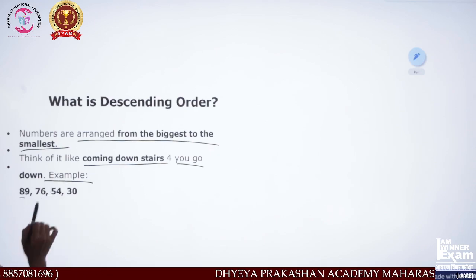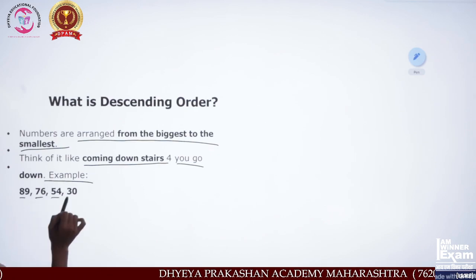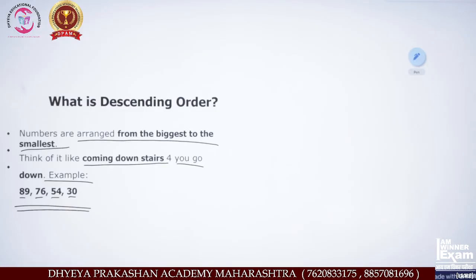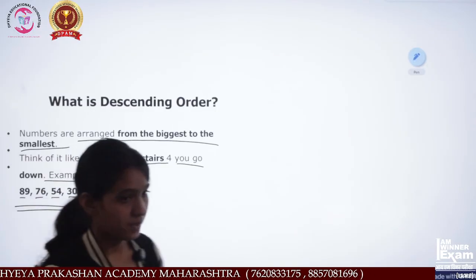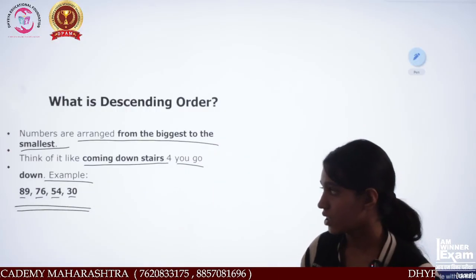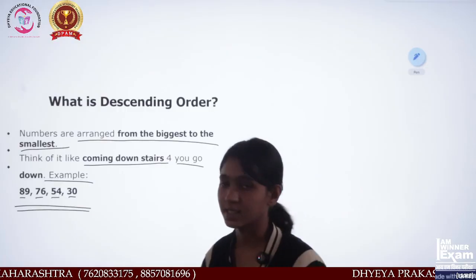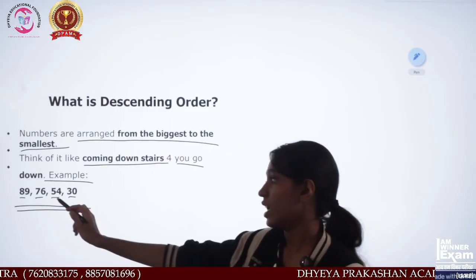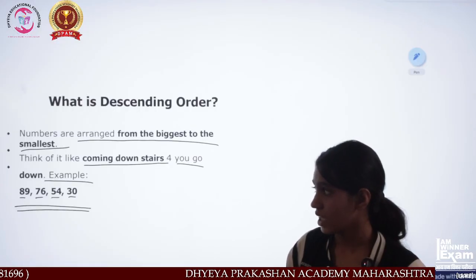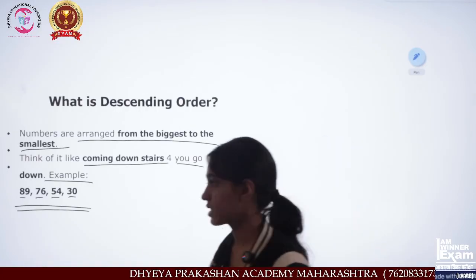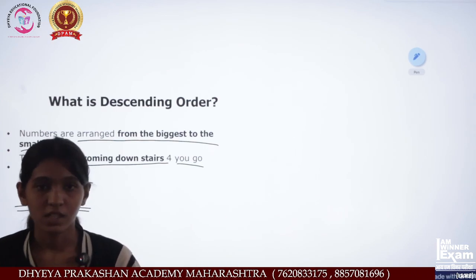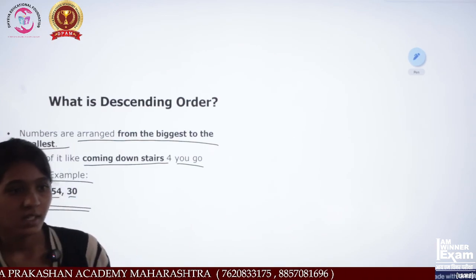Example: 89, 76, 54 and 30. As you can see in this example, first we write the biggest number compared to all the others. After this, 76 is also bigger than the other two. After 76 there is 54, which is also bigger than 30. This is how descending order works. Descending order, biggest to smallest.